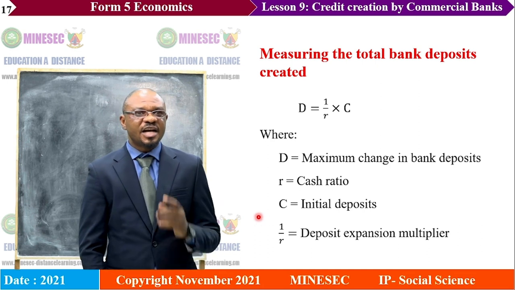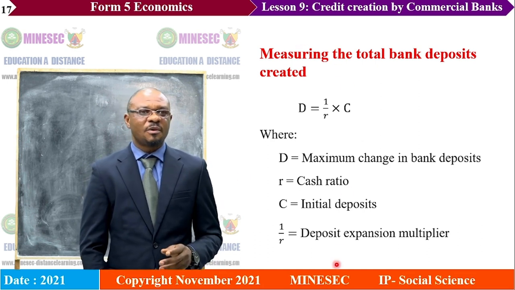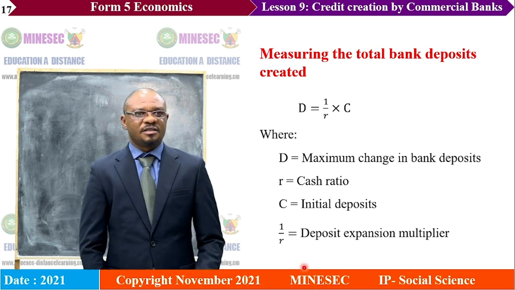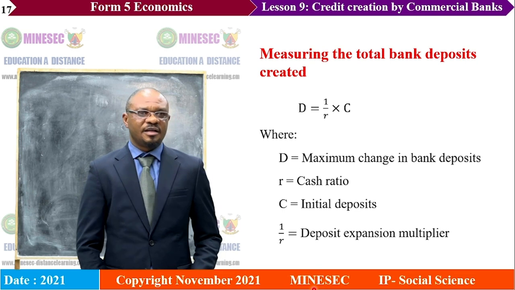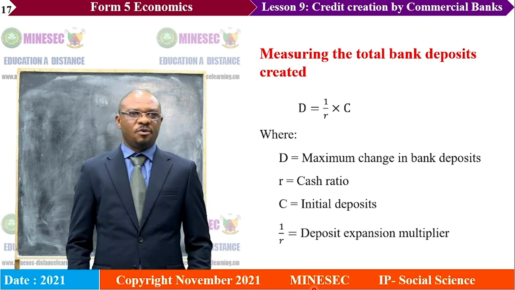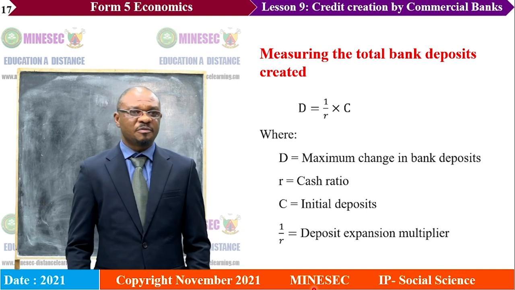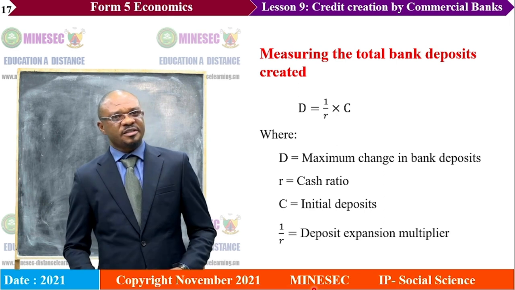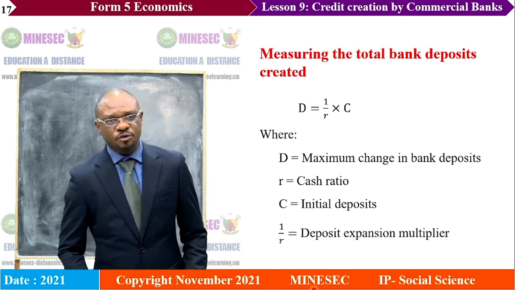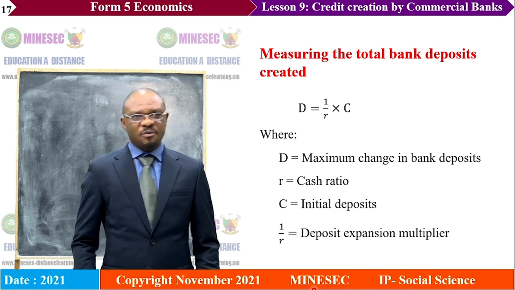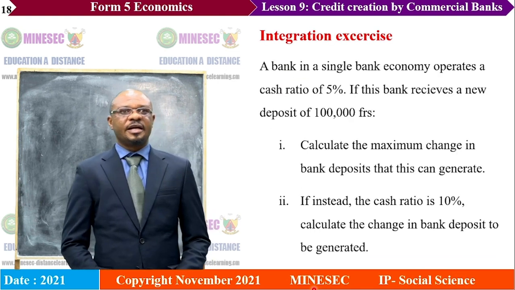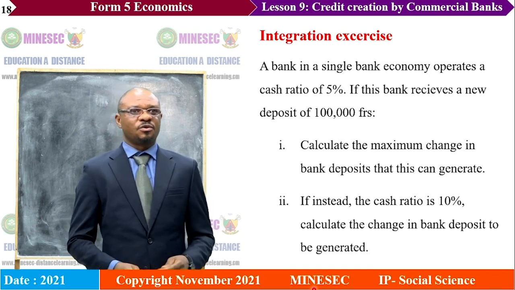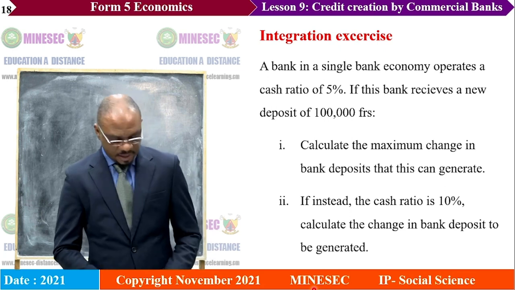C is the initial deposit. So in our model, that 100,000 francs is the initial deposit. And then R is the cash ratio, as we said. 1 over R is the deposit expansion multiplier, also known as the bank multiplier, the money multiplier. This measures the number of times that a given deposit will multiply itself so as to cause total bank deposits to change. So, given this formula, we want to look at this integration exercise to understand how banks will create credit, and how the maximum amount of bank deposits can be calculated.